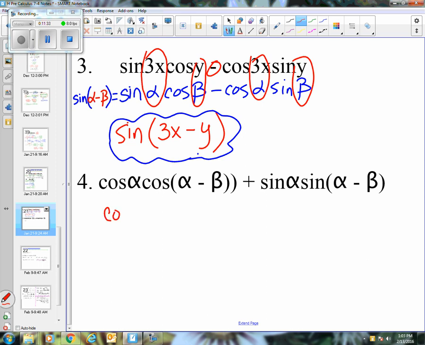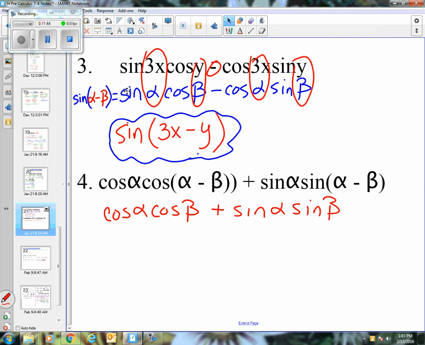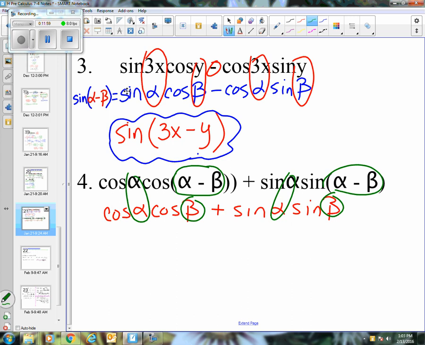So it looks like cosine of the first angle, cosine of the second angle, plus sine of the first angle, sine of the second angle. Now what's confusing about this one is that the first angle happens to be the same in the formula that they're giving you, right? The first angle is just alpha. But instead of the second angle just being beta, they gave you an expression for it. So this alpha minus beta is the second angle in both of them. So what is this a formula for? Cosine, cosine, sine, sine. That's a formula for the cosine of a sum or a difference again.